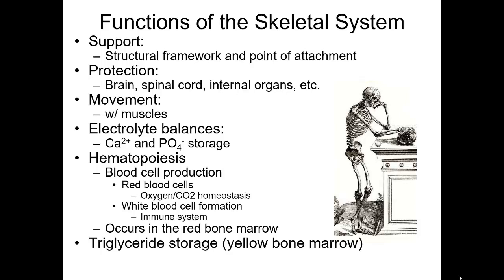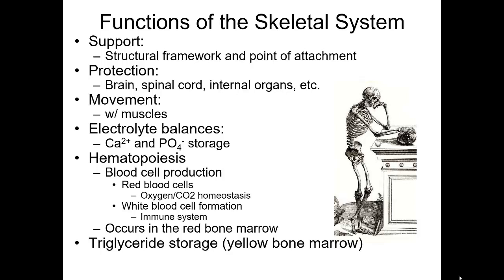One of the most important organs of the human body, which is the brain, is housed within a bony, hollow box, which is the skull. The spinal cord is protected within the vertebrae, as well as the internal organs are protected within the rib cage and the pelvis. It helps with movements in conjunction with our muscles. It is a reservoir for calcium and phosphate ions within the body.